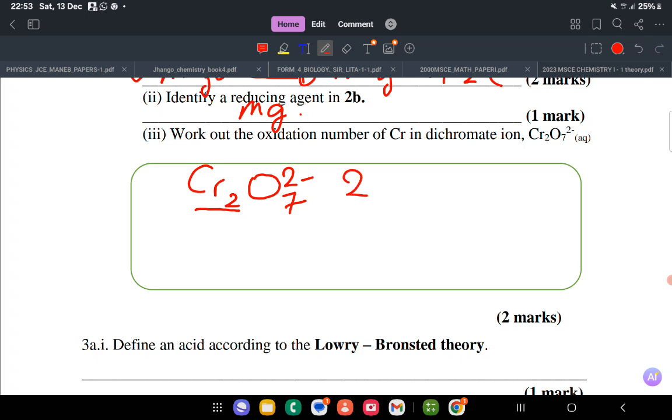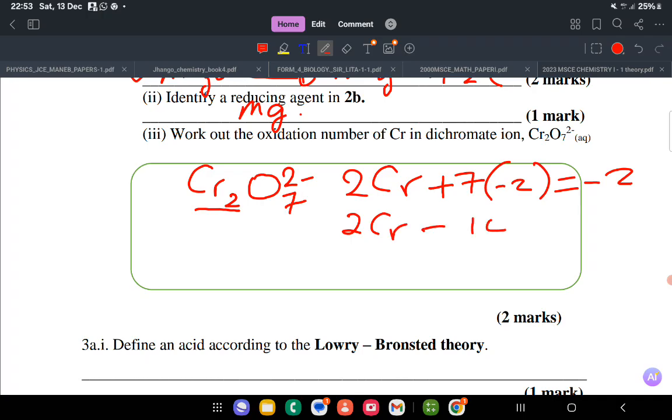So 2Cr, minus, plus 7 multiplied by minus 2 is equal to minus 2. That's 1 mark. All right, so we have 2Cr minus 14 is equal to minus 2. That could be another mark.